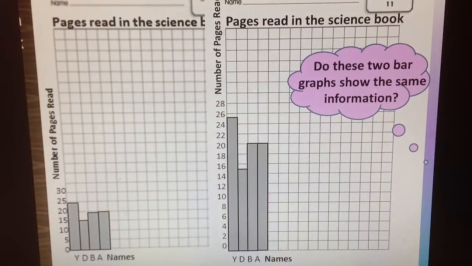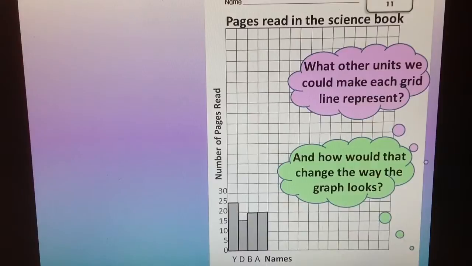We looked at a couple different graphs today and we asked ourselves whether or not these show the same information. One graph sure looks small and one graph looks big, but yes, they do show the same information. The only difference between these bar graphs is that one has the unit of 5 for each. Looks like they're counting by 5s here, and one's counting by 2s. If we're counting by smaller numbers, that makes our graph look taller. Okay, what other units could each grid line represent? Well, we said we could make them each represent 1 or 2 or 5 or even 10, and we talked about how that would change the way the graph looks.